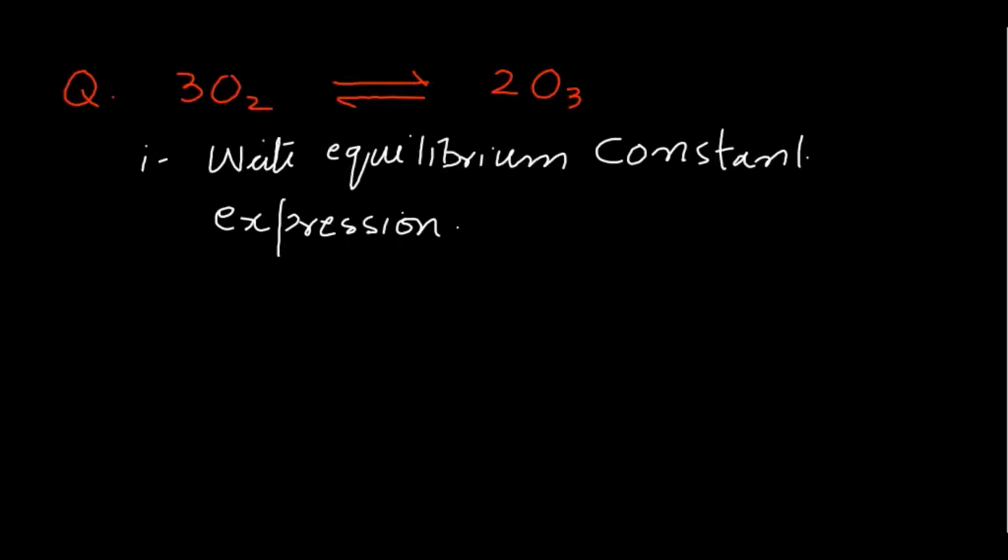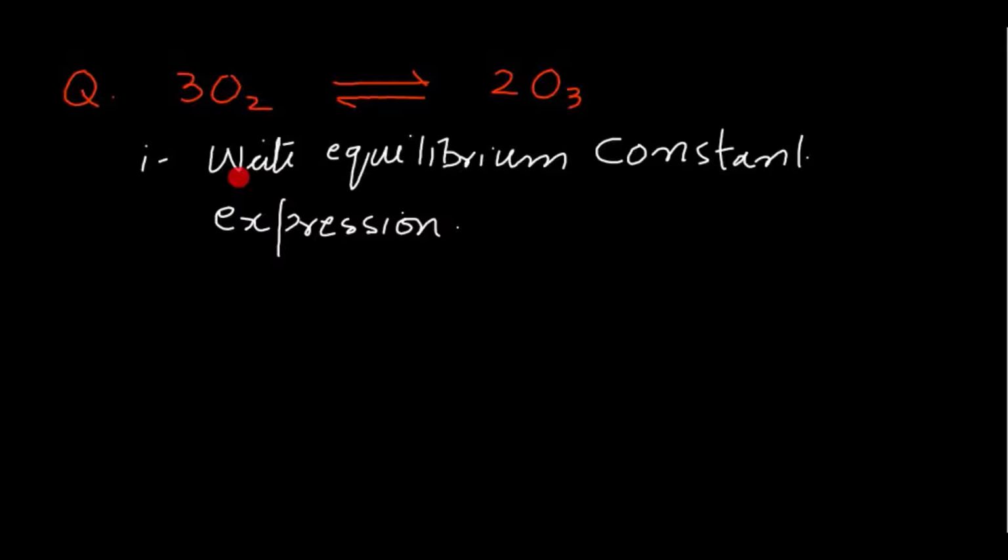I hope this question is clear to you students. Now students, we will see what is the next question. In the next question, a chemical reaction is given to us, that is the conversion of diatomic oxygen into ozone, right students? Usually this reaction occurs during a lightning storm. A diatomic molecule of oxygen is converted into a triatomic molecule of oxygen, which is known as ozone.